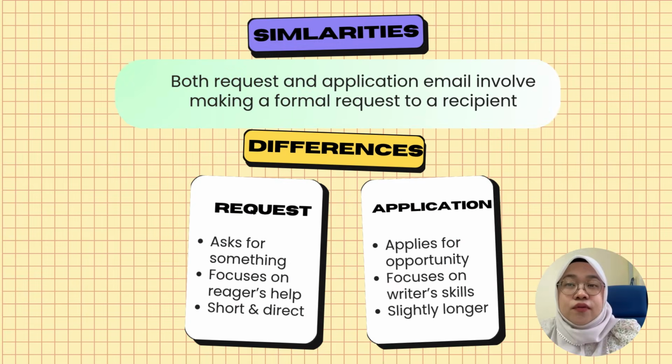To recap, both email types are formal requests. A request email asks for help or action and is concise. There are 3 important components that you must have in your request email. The first one would be purpose, the second one would be reason, and the last one would be request. Remember the 3P rule. Application emails apply for an opportunity and focus on highlighting our fit. Again, there are 3 important components that you must have in an application email as well: the first one would be purpose, the second one would be interest, and the last one would be skills.